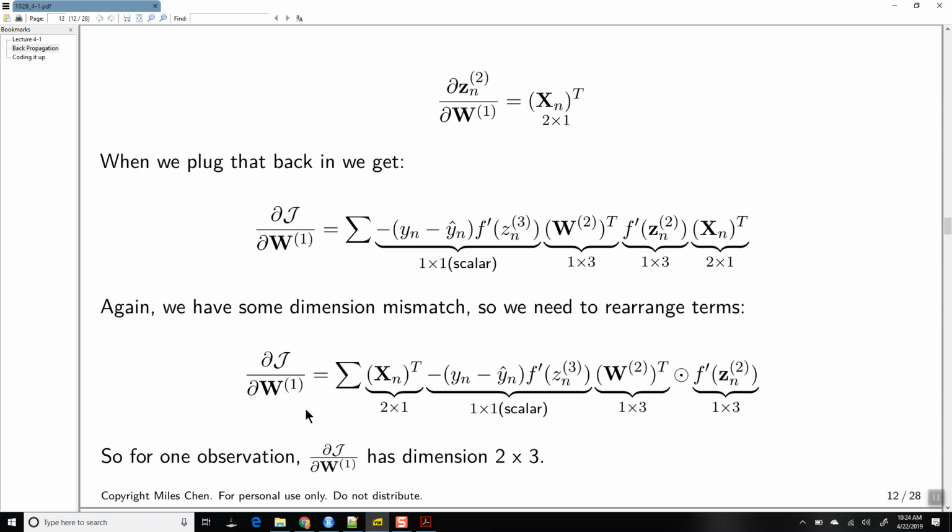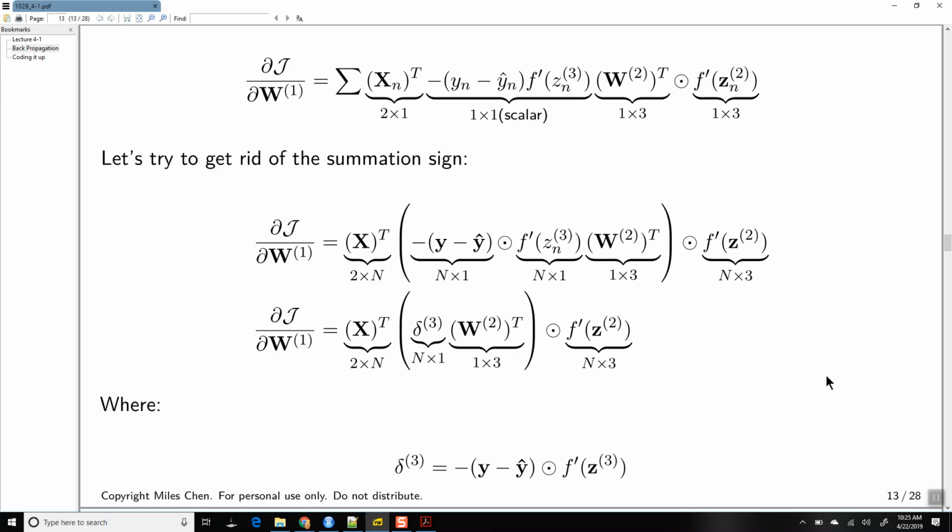But this is just for one observation. So I'm going to take our current result and I'm going to try to generalize it from just one observation to all n observations at the same time. So basically I'm going to try to get rid of all of the subscripts here and just say let's deal with the full matrix X, the full vector Y and the full vector Y hat and all of that stuff. And so this is it for one observation.